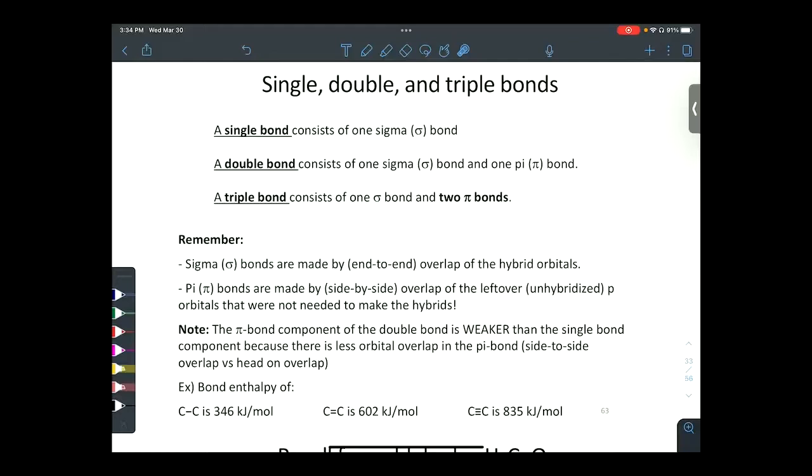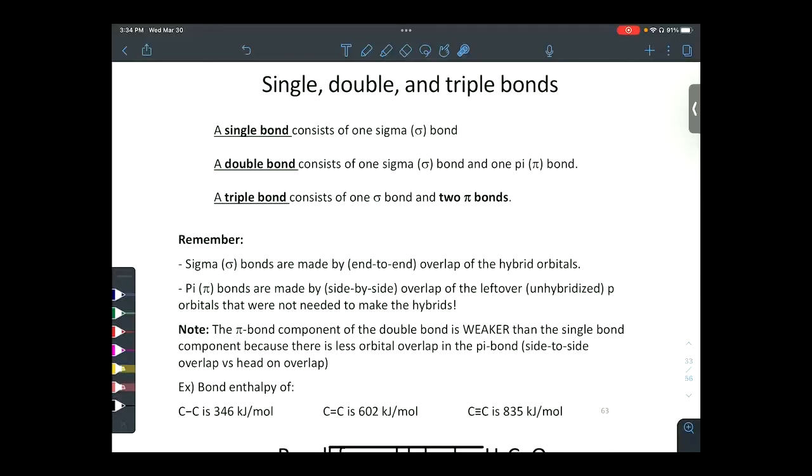So a triple bond has how many pi interactions? Two. Okay. How many unhybridized p orbitals do you need to make a pi interaction? 2. So there has to be 4. Half of you got it. Very good. You need 4 unhybridized p orbitals to make a triple bond.